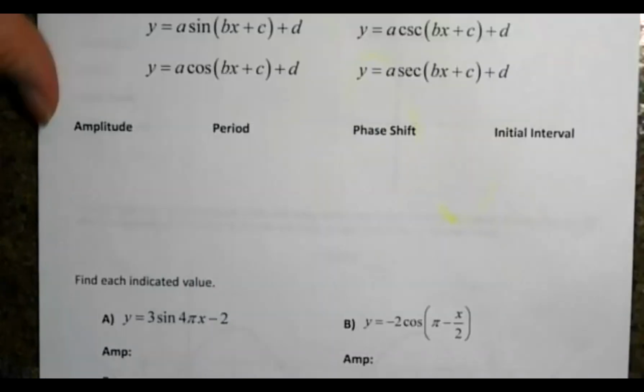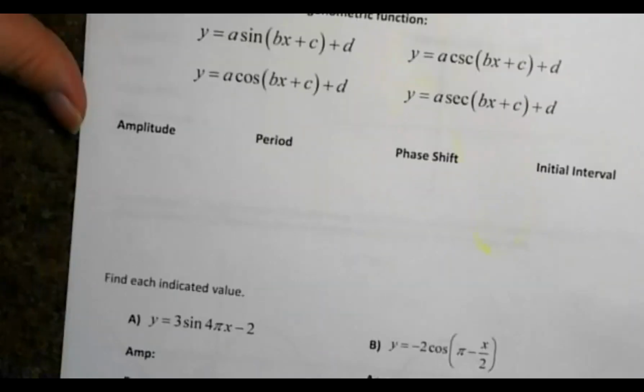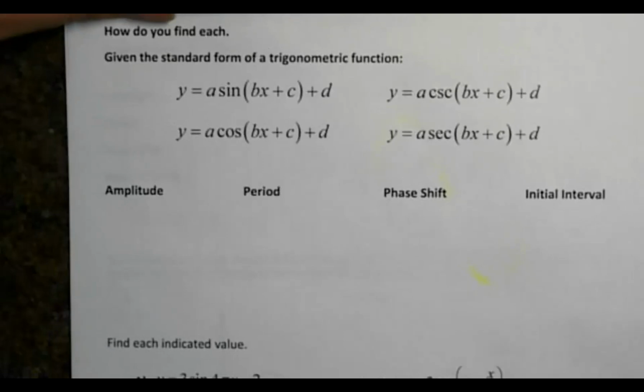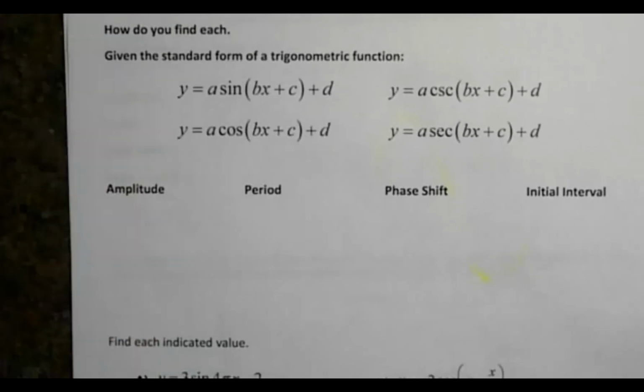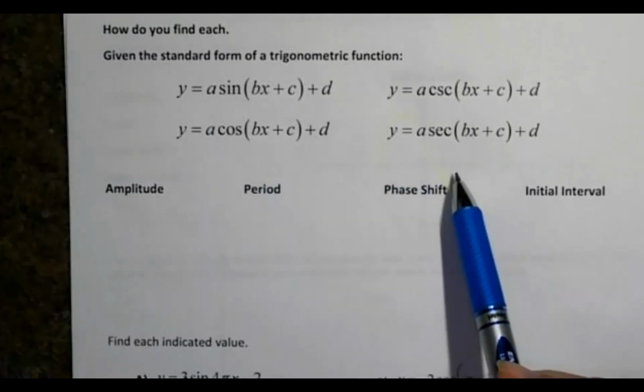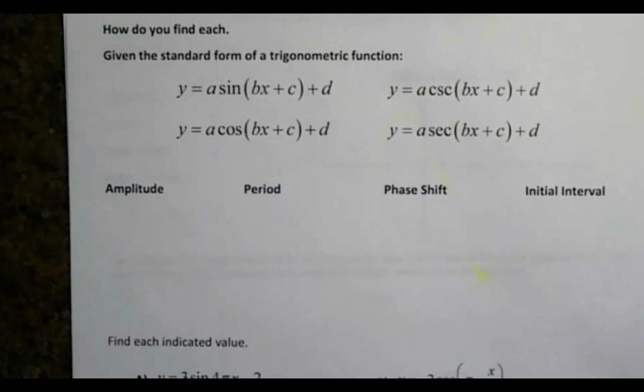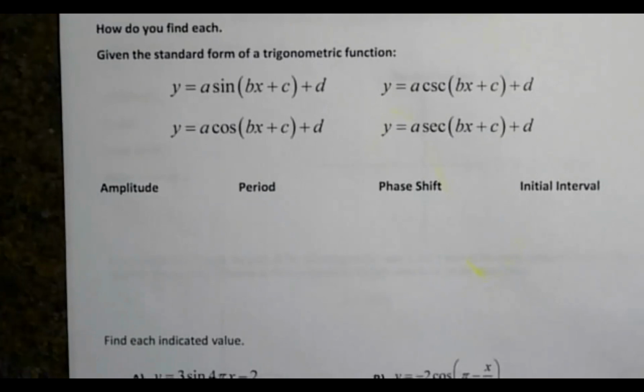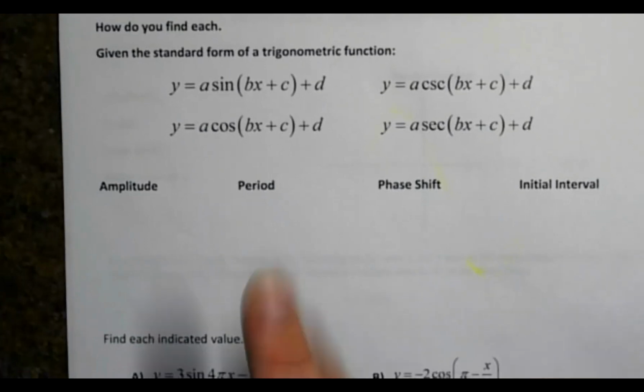Okay. All right. So how do we find this information? Well, we're looking at 4 of our basic trig functions here: sine, cosine, cosecant, and secant. Tangent and cotangent don't really fit into this. They're a little bit different, so they're not quite the same.